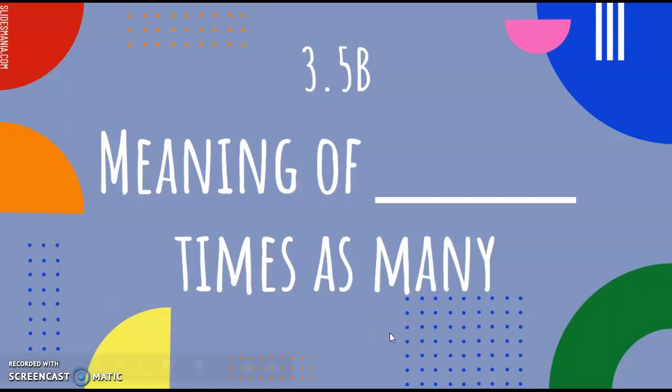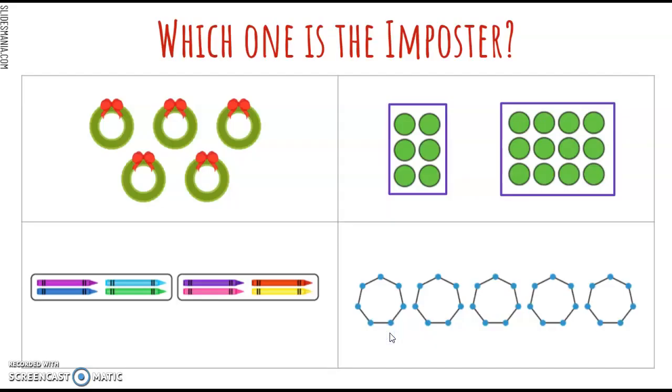Students! Today we're going to be looking at TEKS 3.5b, the meaning of blank times as many. Can you spot the imposter? Which of these doesn't belong? Pause the video while you think about your answer. Press play when you're ready to continue.